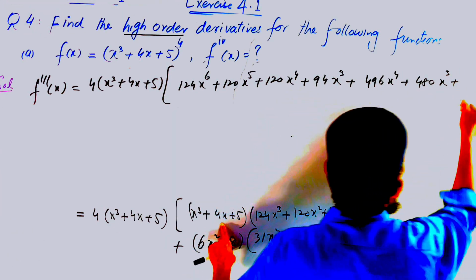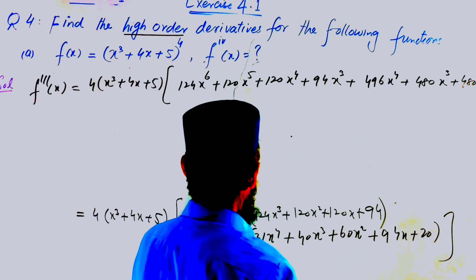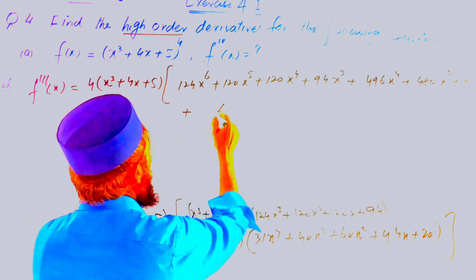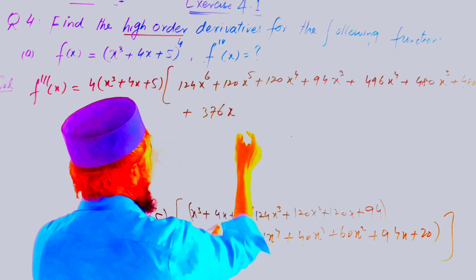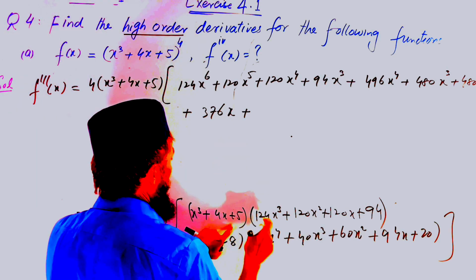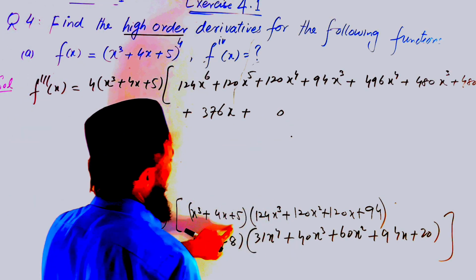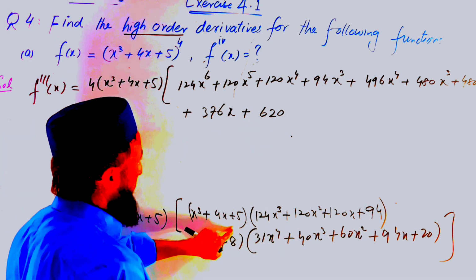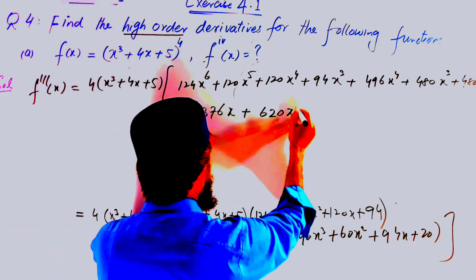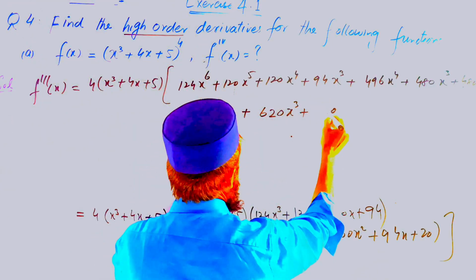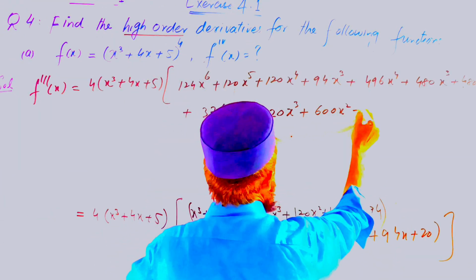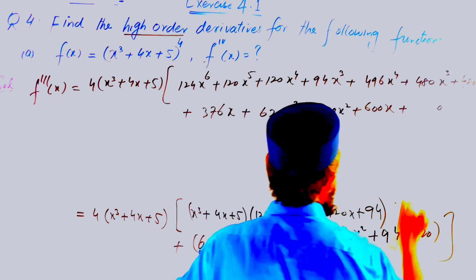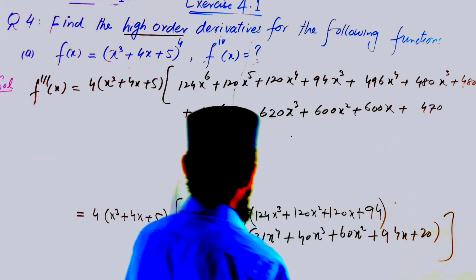plus 480 x square plus 4 multiplied by 4 is 16, 376x plus 5 multiplied by 50, 620 x cube plus 5 multiplied by 600 x square plus 600 x plus 5 multiplied by 470. This is the value of this term.